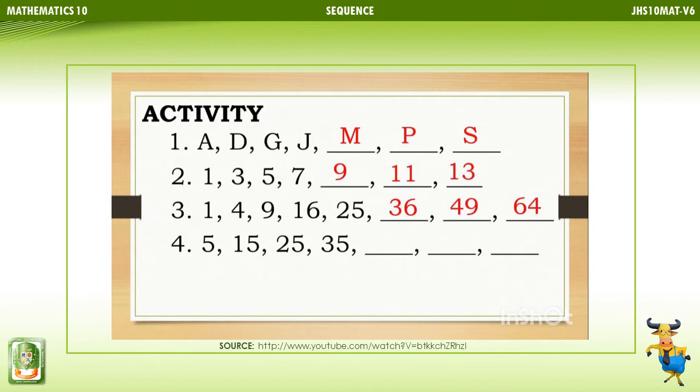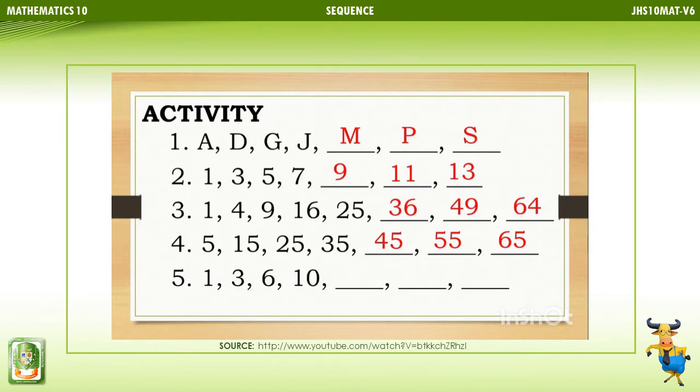Number 4, we have 5, 15, 25, and 35. What do you think are the next numbers? So we have 45, 55, and 65. What is the pattern? We will just add 10 from the previous number. So 5 plus 10, 15 plus 10, 25 plus 10, 35 plus 10, 45, and so on and so forth.